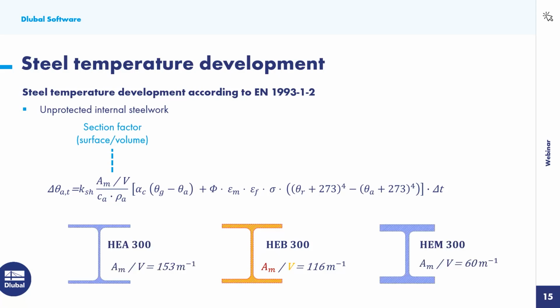If we now compare the three cross-sections shown here, so the HEA, a bit more slender than the HEB, and then the more compact section, HEM 300, we can see that the circumference of the profile hardly changes as the cross-section parts become thicker, while the cross-section area increases significantly. This means that more compact cross-sections have a lower profile factor, as demonstrated here in this example calculations, and as a consequence, since the profile factor is in the numerator of this heating equation, compact sections heat up more slowly. And we will check this in a minute in the model again.